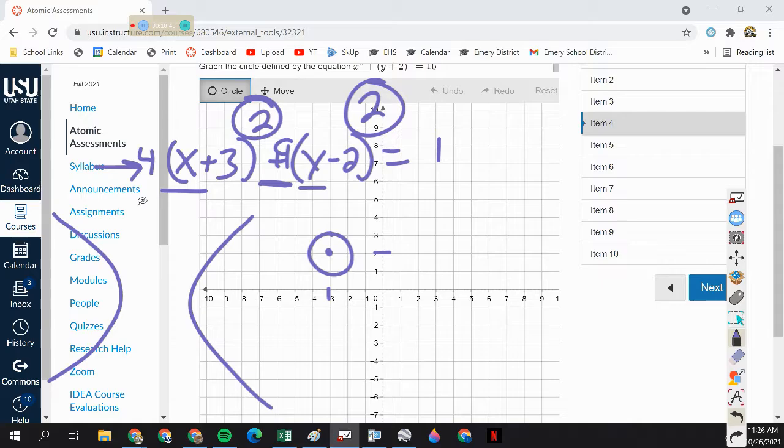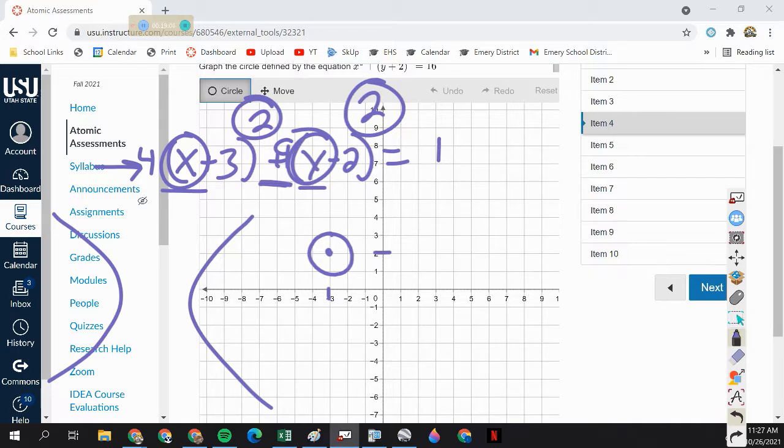You have an x radius and a y radius, and that creates what we call an ellipse, but we're not going to cover ellipses in this class. So as long as the x and the y have the same coefficients, then it's going to be a circle. If they have different coefficients, then it will be an ellipse, but we're not going to cover those. So graphing circles is really easy.